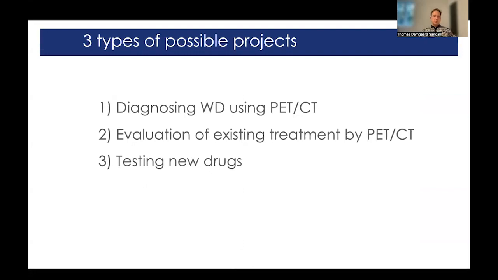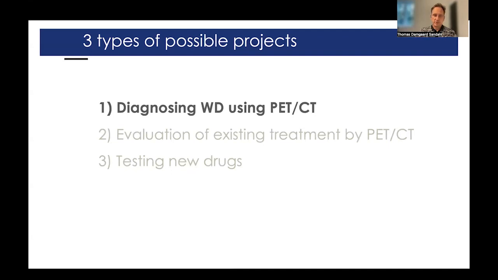So today I'm going to talk about three possible projects we use. One is to diagnose Wilson disease using PET. The second is the evaluation of different treatments by PET. And finally, the testing of new drugs. I will not mention, in the interest of time, the use of PET in animals, but we do investigate both rats and rodents and also larger animals like pigs, and that has, of course, its advantages. But that's for another day.